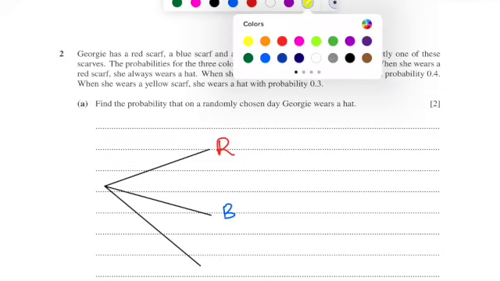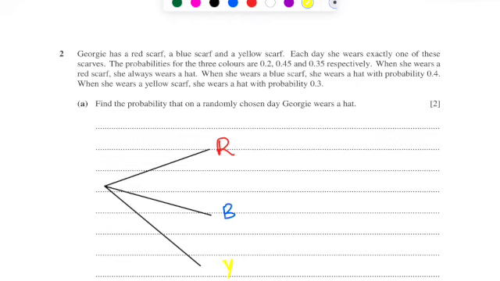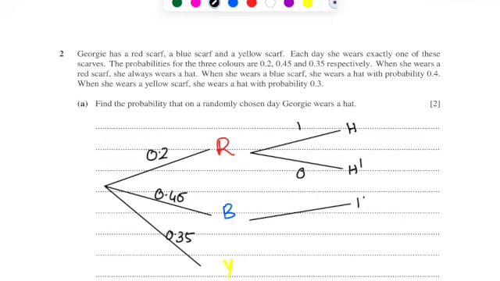The probabilities of red scarf, blue scarf, and yellow scarf are 0.2, 0.45, and 0.35. When she wears a red scarf, she wears a hat compulsorily, so 1. Not wearing a hat will be 0. When she wears a blue scarf, she wears a hat with probability 0.4. Not a hat is 0.6. When she wears a yellow scarf, she wears a hat with probability 0.3. Not a hat will be 0.7.